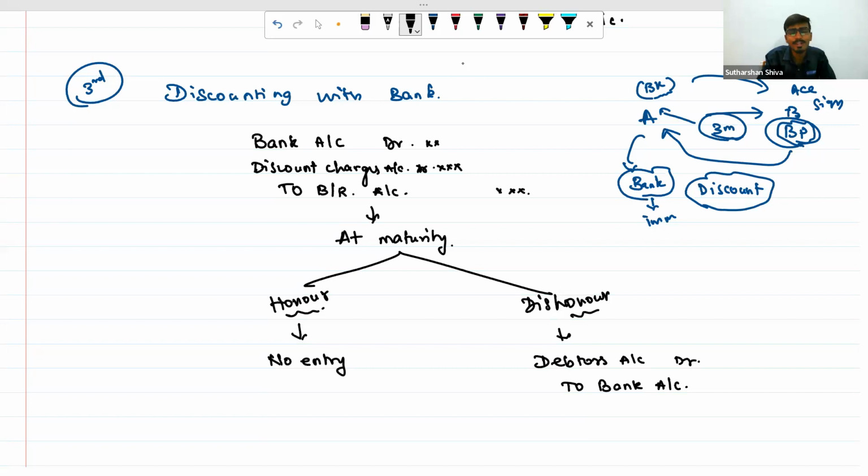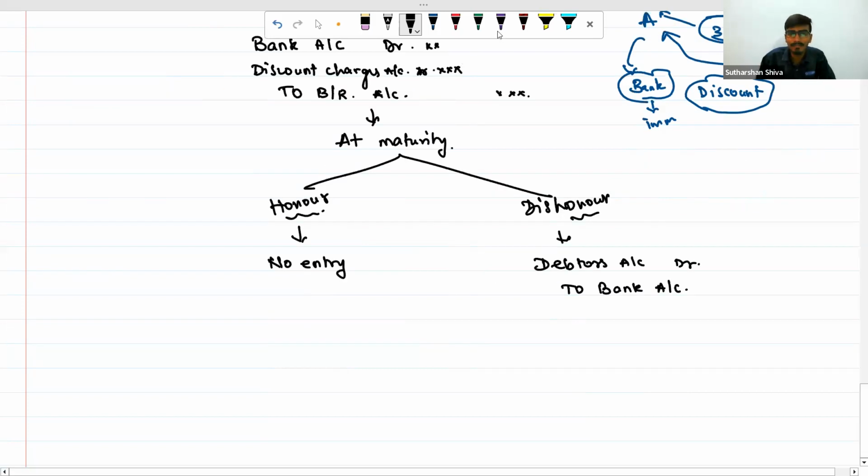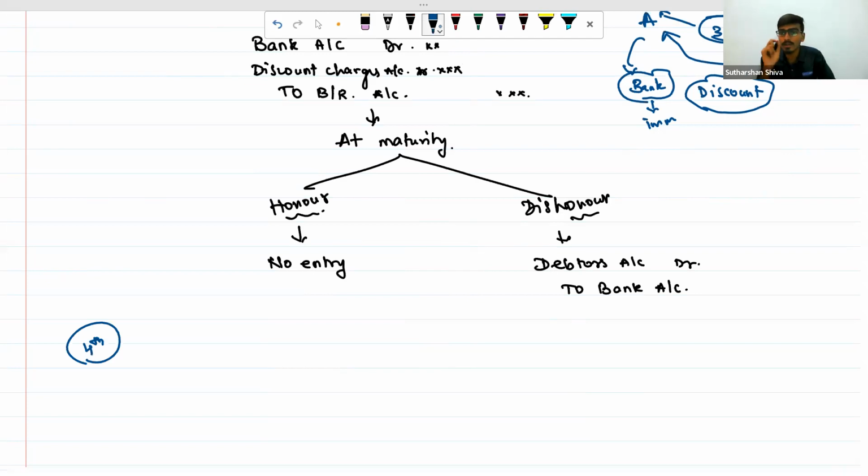Okay, and there will be a loss probability. Practically, most of the time we don't use those ones. Fourth option: any one should be done. In a single bill, you cannot do discounting and endorsement, that's not probable. Any one bill, any one option is possible.